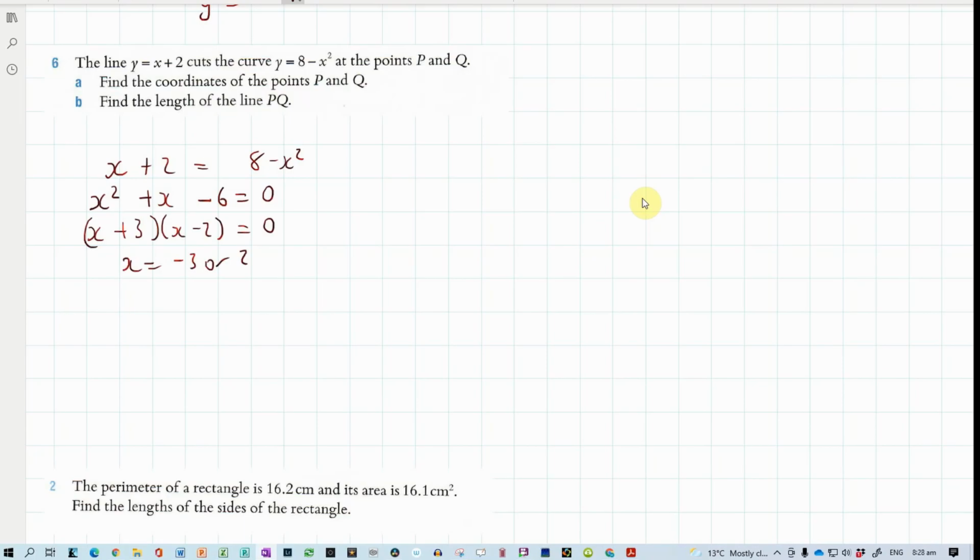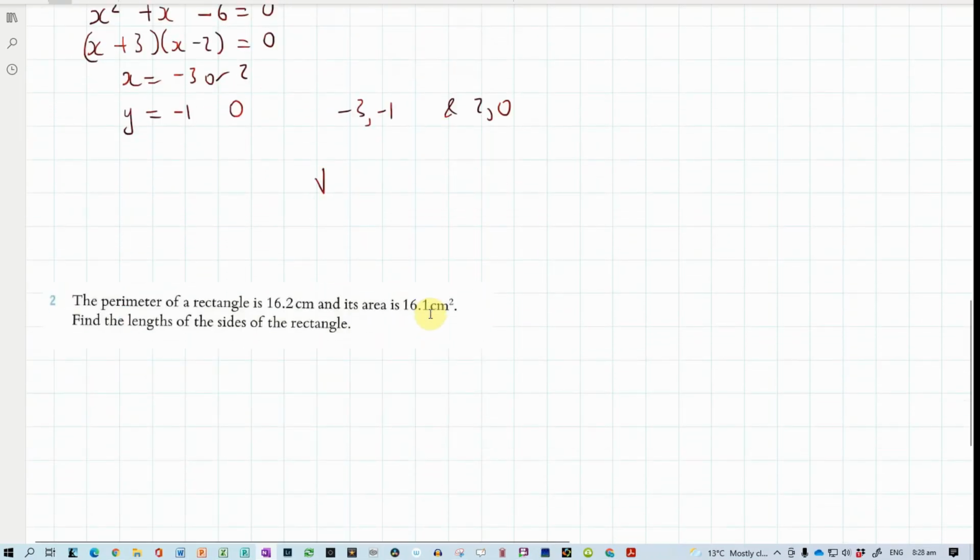And we need to find y, so we just substitute into y equals x plus 2. This is going to give us our y. Minus 3 plus 2 is minus 1, and 2 plus 2 is 4. So minus 3 comma minus 1 and 2 comma 4 are the 2 points. And we've got to find the length of PQ. So, well, I'll leave you to do that. You're going to use Pythagoras for that. I don't want to waste too much time here.